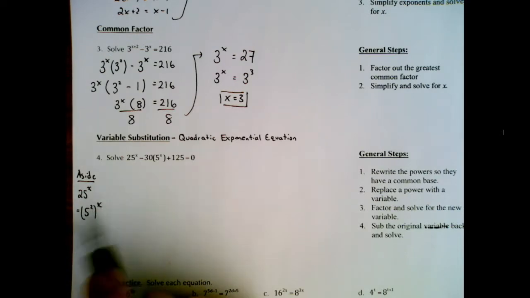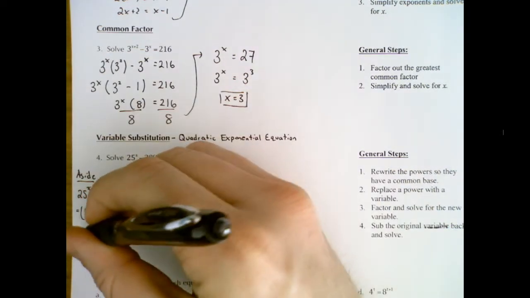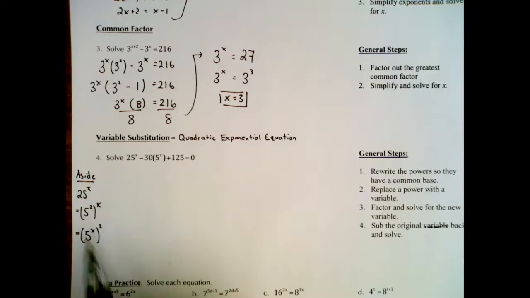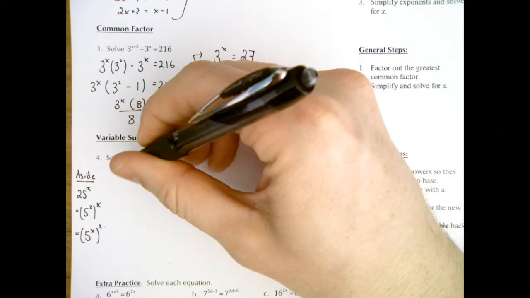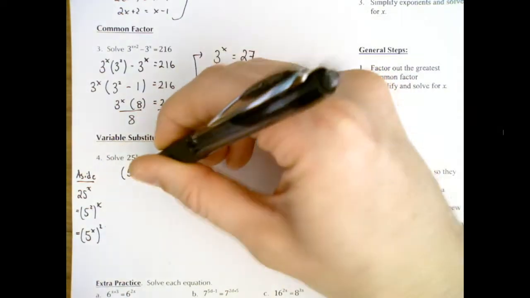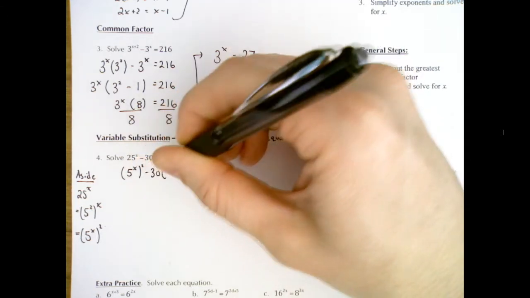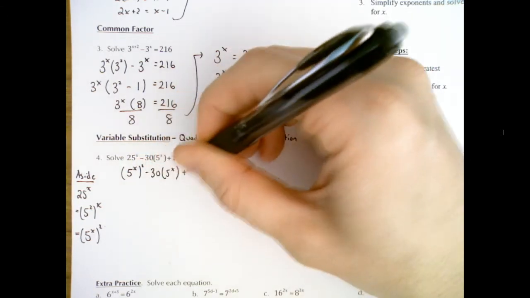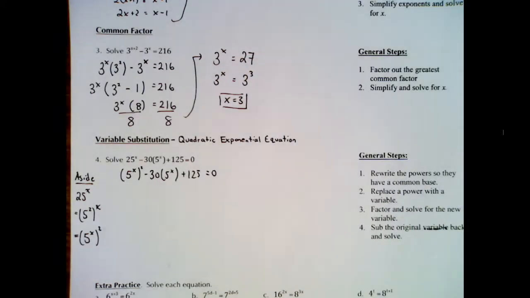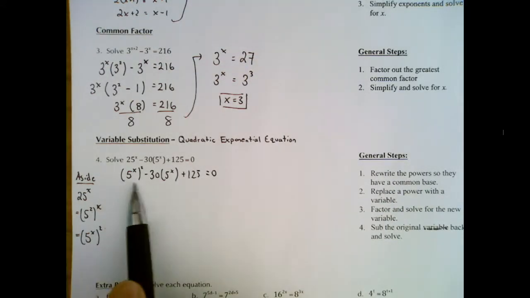Order doesn't matter. So I'm going to change the order and write this as 5 to the exponent x squared. Because if I multiply these, I still get 2x. The reason I'm changing the order is so that you can see 5 to the exponent x squared minus 30, 5 to the exponent of x plus 125 equals 0. The reason I'm changing is so that you can see that this is quadratic.